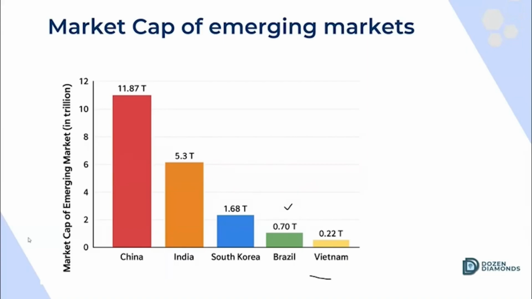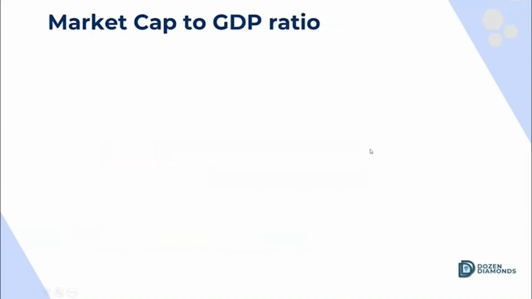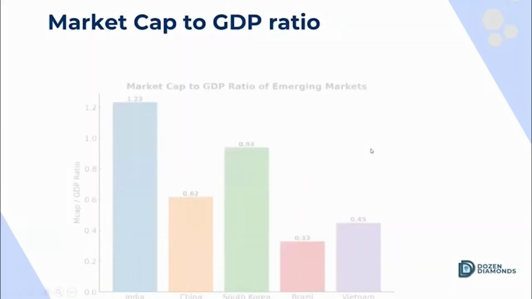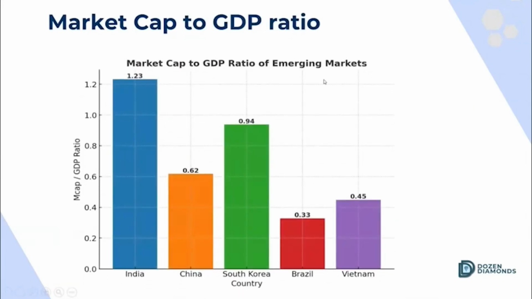So over here, we can see the market cap to GDP ratio. If we talk about the market cap to GDP ratio of the emerging markets out of these 5 countries, India has the highest market cap to GDP ratio.